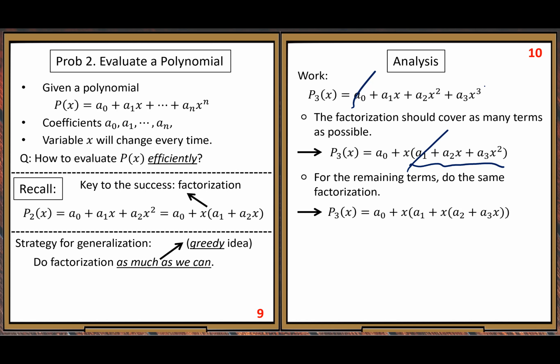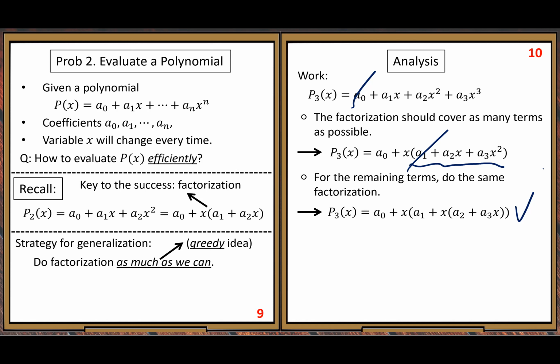In this way, we push the factorization as much as we can, very hard to the end. After this, no further factorization can be done, so we have to stop. That's the best we can do. That's the essence of the greedy strategy, the greedy approach. Now we are satisfied with this expression.